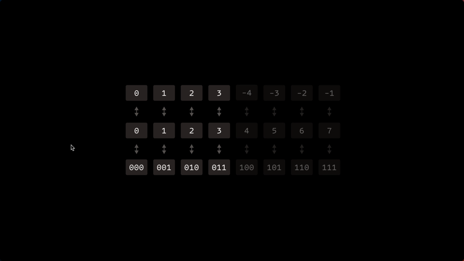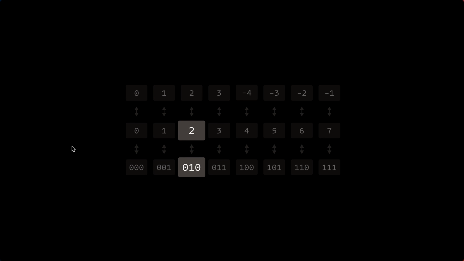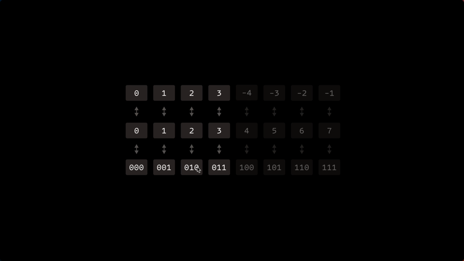Firstly, it does have the benefit that 0 through 3 have the same bit representations. So 2 and 2 are 0, 1, 0, 3 and 3 are 0, 1, 1. Like, these overlap. Perfect. So that we have that shared space. We don't have to worry about encoding them differently. And then let's look at what happens if we perform some operations.